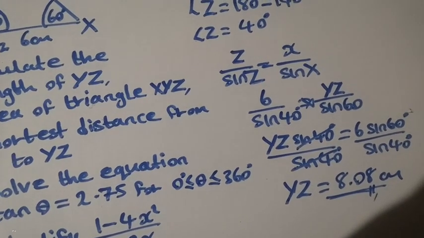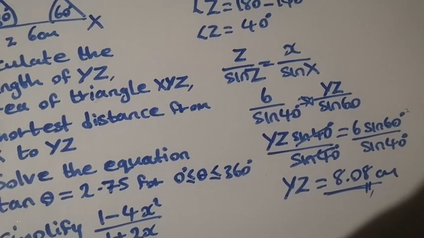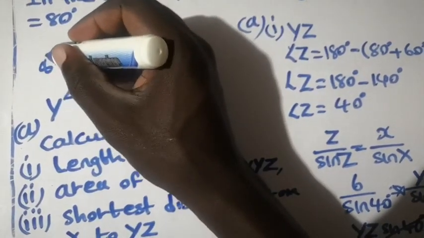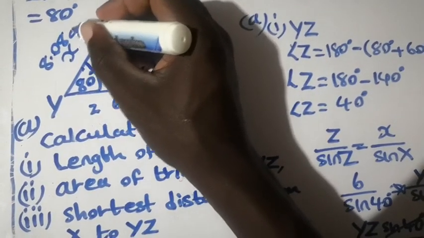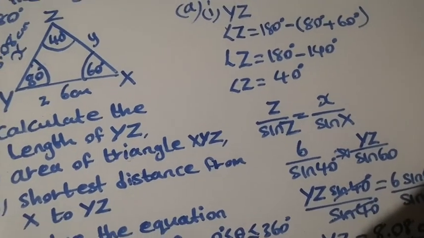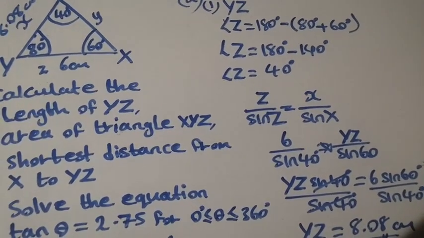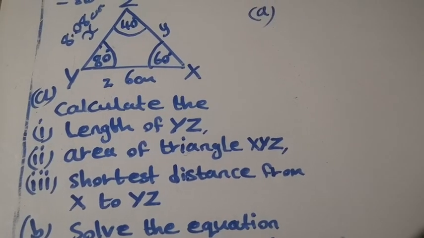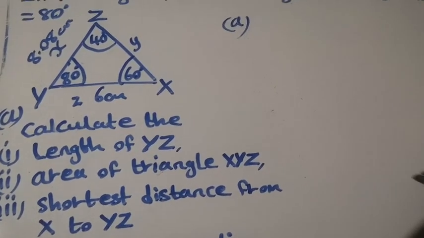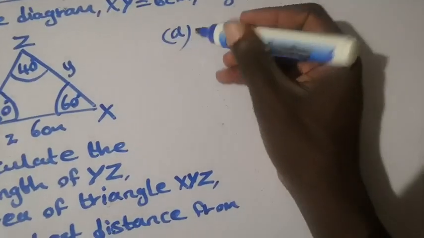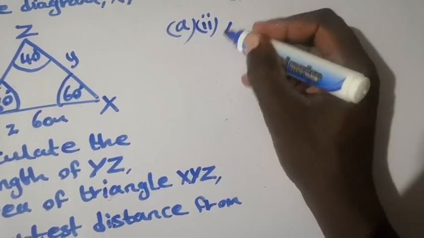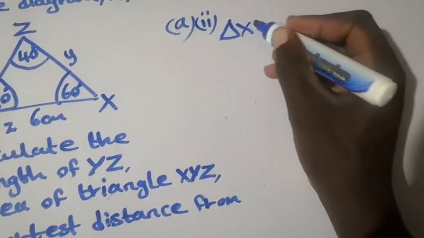So this is the length for YZ. You can even indicate in your diagram 8.08 centimeters, in case it is needed for other work. We go to Roman numeral 2, which is the area of triangle XYZ. They want us to calculate the area of triangle XYZ.